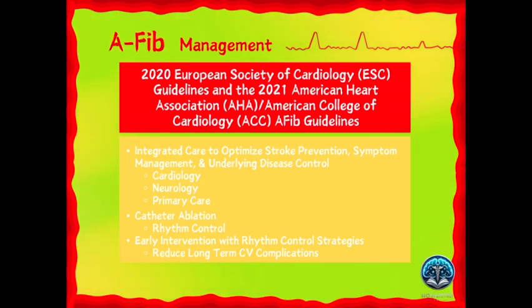According to the 2020 European Society of Cardiology guidelines and the 2021 American Heart Association/American College of Cardiology AFib guidelines, a comprehensive approach is recommended. Integrating care for AFib patients involving cardiology, neurology, and primary care optimizes stroke prevention, symptom management, and underlying disease control. Catheter ablation is increasingly recognized as an important intervention for rhythm control in patients who are symptomatic or have failed pharmacological therapies. Either intervention with rhythm control strategies has been shown to reduce the long-term risks of cardiovascular complications in certain patient populations.